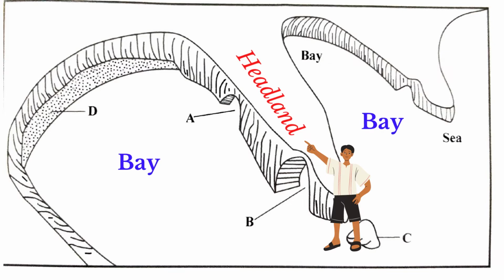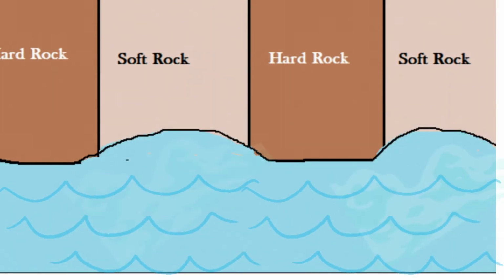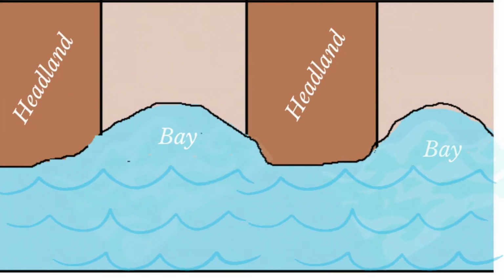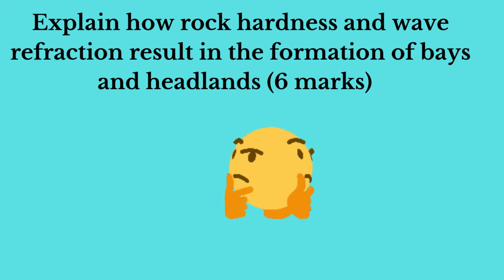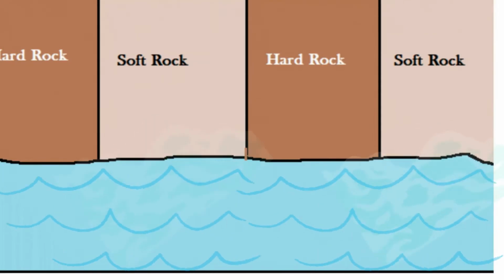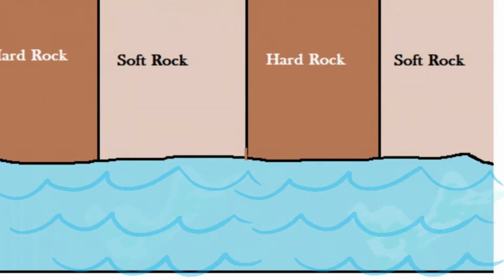Notice in the diagram that the bays are separated by a highland projecting outward to the sea. This landform is called a headland. Bays and headlands develop together.